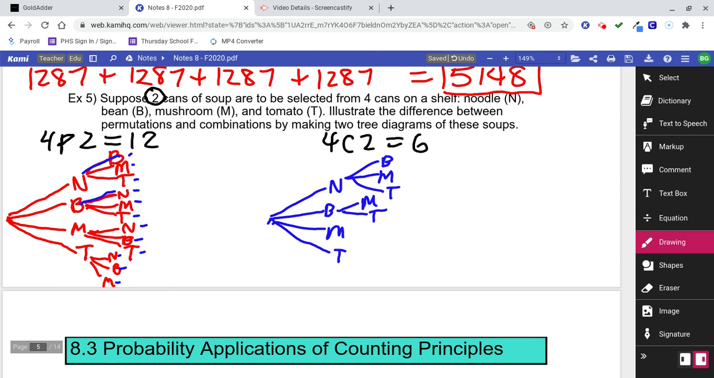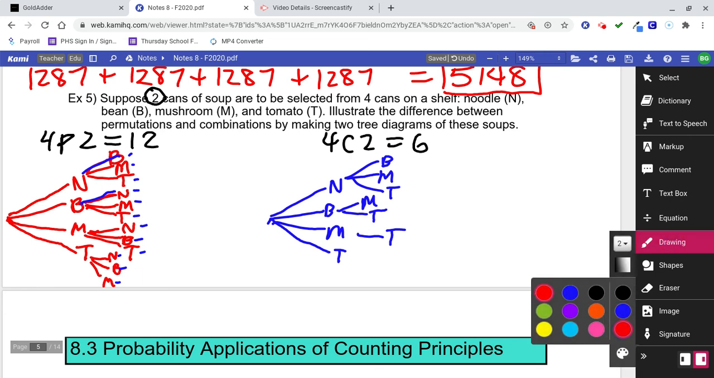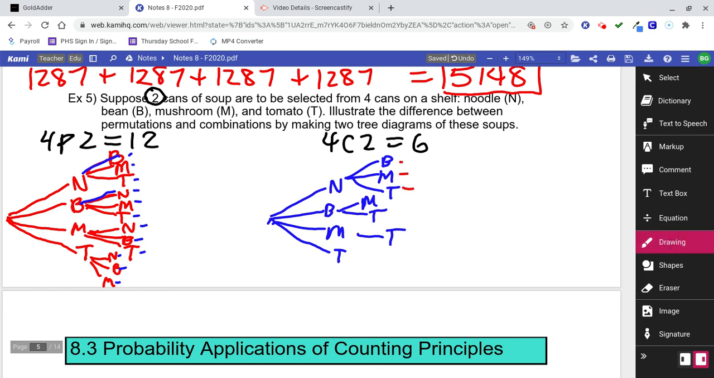Likewise, when you start with mushroom, you've already got NM and BM. So all you'd have is mushroom tomato left if order doesn't matter. And once you get to T, you've already got everything with T. You've got noodle tomato, bean tomato, mushroom tomato. That's it. That's the only possibilities. So there's really only 1, 2, 3, 4, 5, 6 possible ways of doing it if order doesn't matter. So there's your combination.